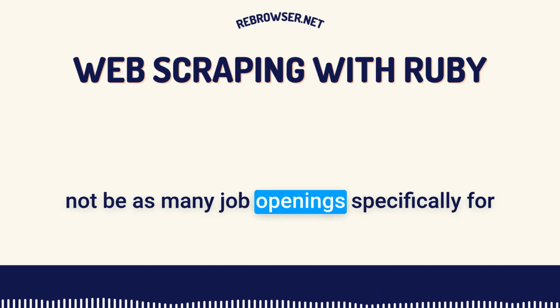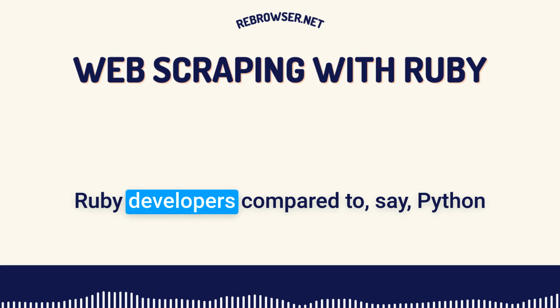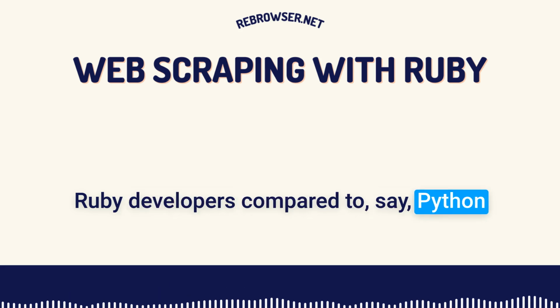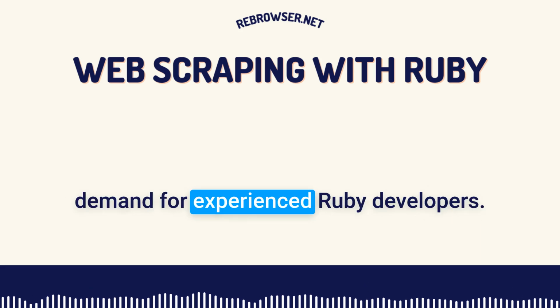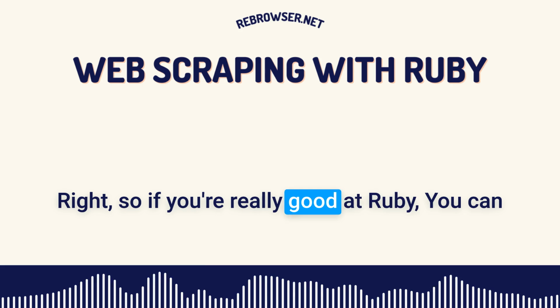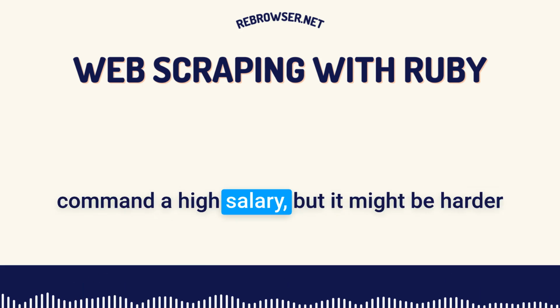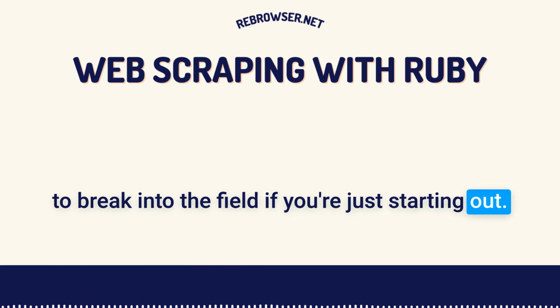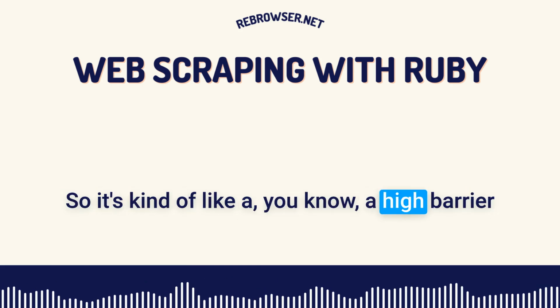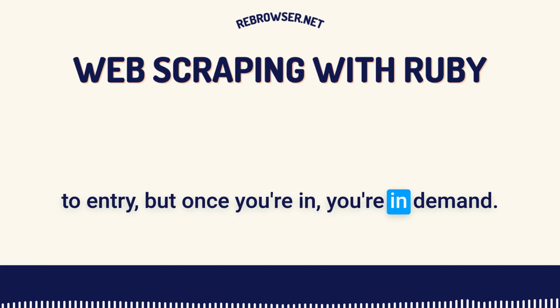And then they bring up an interesting point about the job market, which is that there might not be as many job openings specifically for Ruby developers compared to, say, Python or JavaScript, but there's actually a huge demand for experienced Ruby developers. Right, so if you're really good at Ruby, you can command a high salary, but it might be harder to break into the field if you're just starting out. So it's kind of like a high barrier to entry, but once you're in, you're in demand.